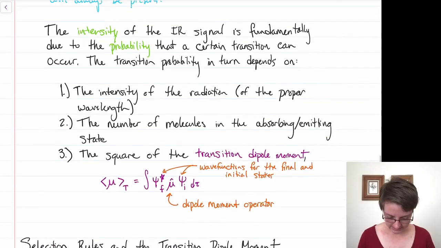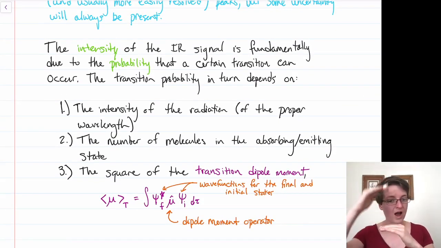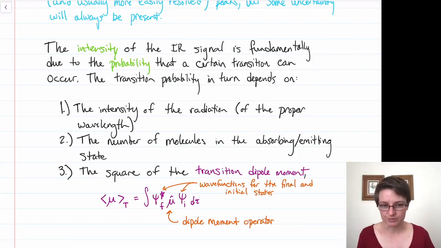Moving on to the intensity of the IR signal, again, that's going to be in the Y direction. How much absorbance does a particular peak lead to? The intensity of the IR signal is basically telling us how many transitions occur in our sample. And that's fundamentally related to the probability that a certain transition is expected to occur. We've talked a lot about probabilities in this course, and so we can understand a little bit about where these intensities are coming from. And there's three main factors.